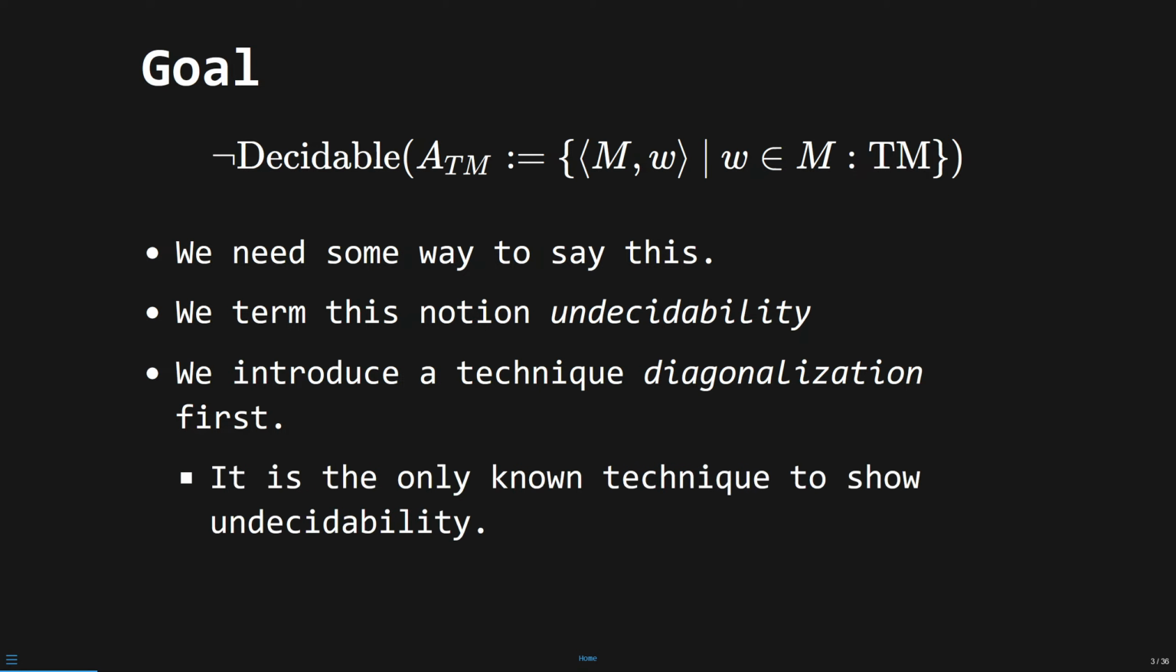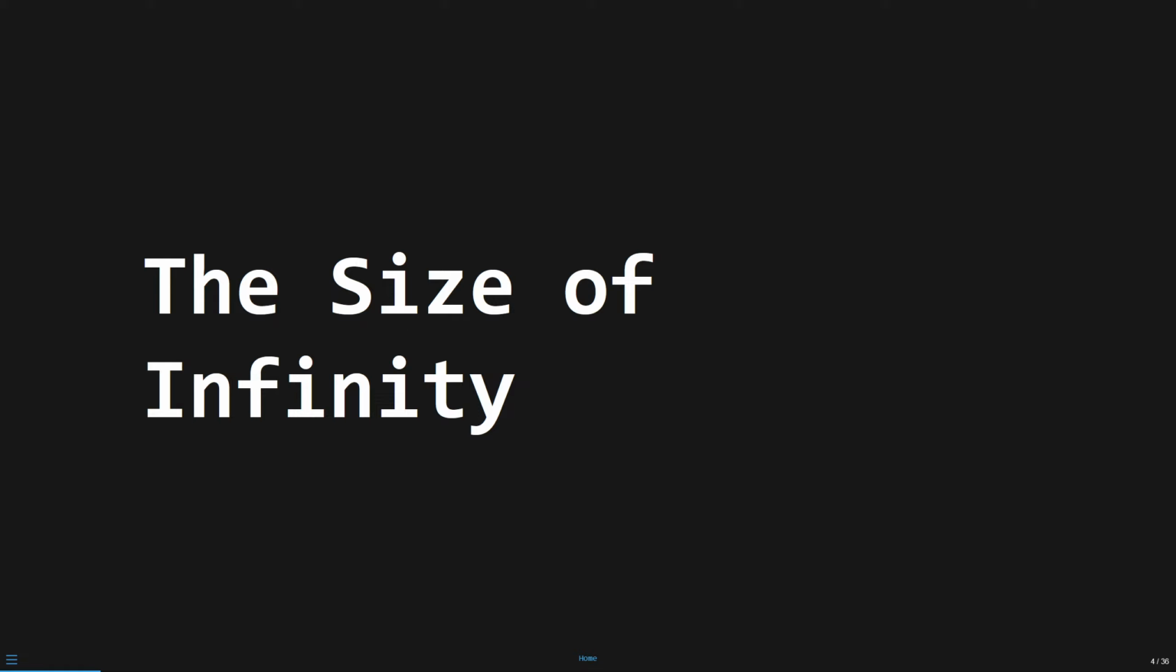Okay. I claim it's the only known technique to show undecidability. That probably depends on what you mean by known technique. They sort of reduce to each other. So I think of this as the only meaningful technique, perhaps. And then once we have one undecidable problem, then we can do reductions to it. But we're going to begin with diagonalization to show the first undecidable. Okay, so we're going to ask a question about the size of infinity.